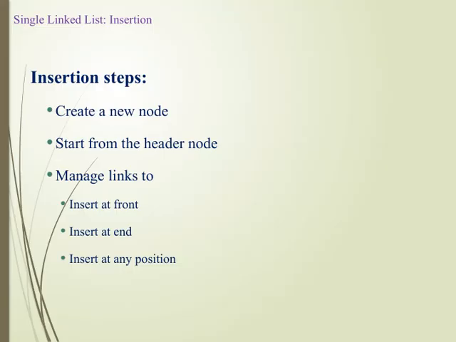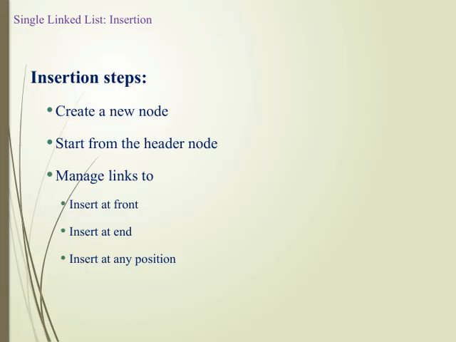Now let's discuss the steps involved in inserting nodes into a single linked list. First, you create a new node, which is essentially a container for your data and a reference to the next node. Then, you start from the header node, which is the entry point to your list. Managing links is crucial because it determines how your nodes are connected.